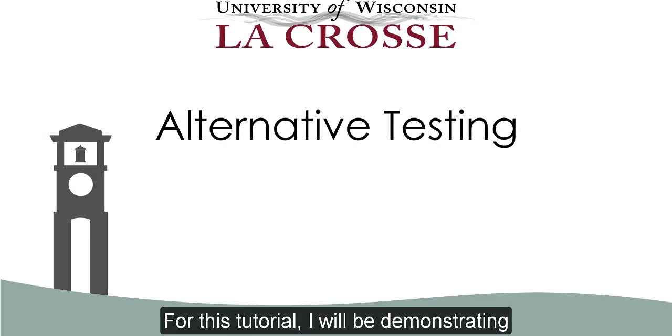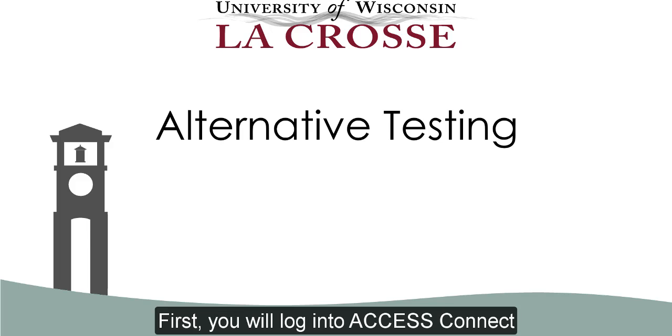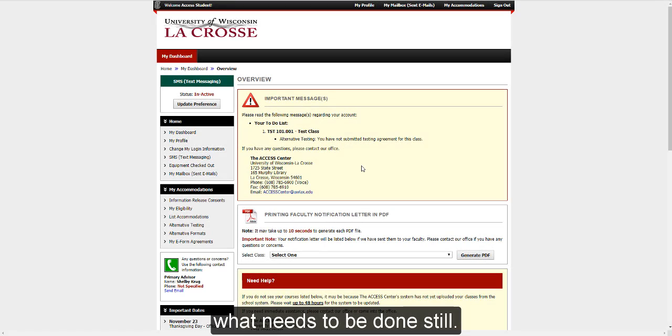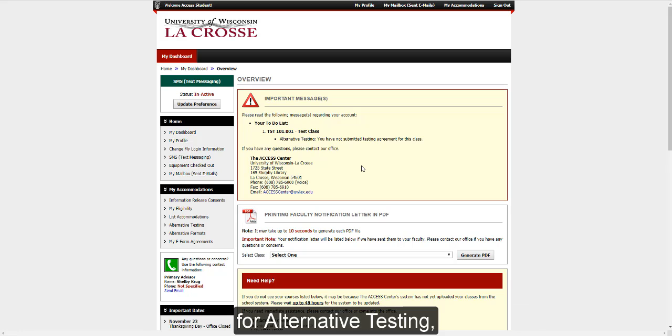For this tutorial, I will be demonstrating how to complete the process for alternative testing. First, you will log into Access Connect and take a look at your home page. Your home page should tell you what needs to be done still. If you have requested your accommodation for alternative testing, your to-do list should tell you to submit your testing agreements.